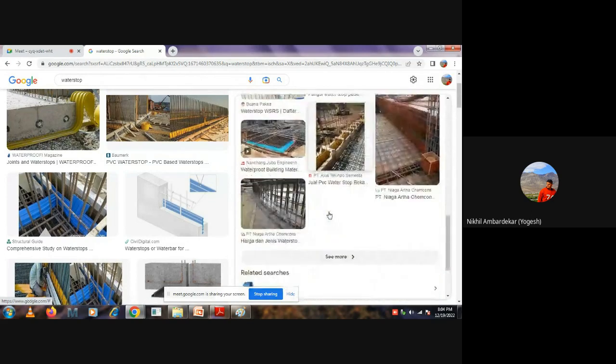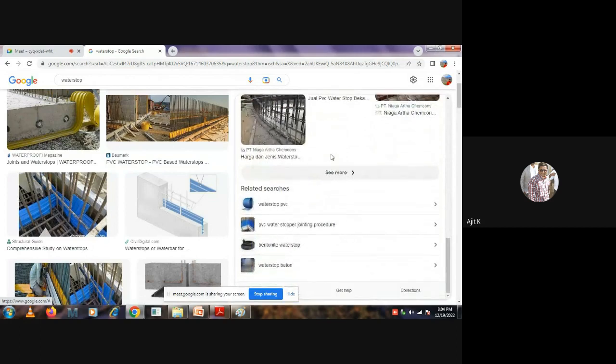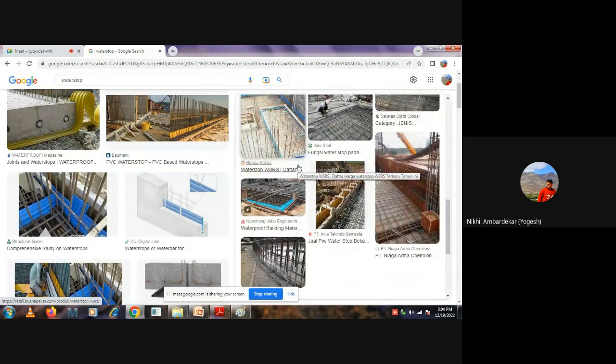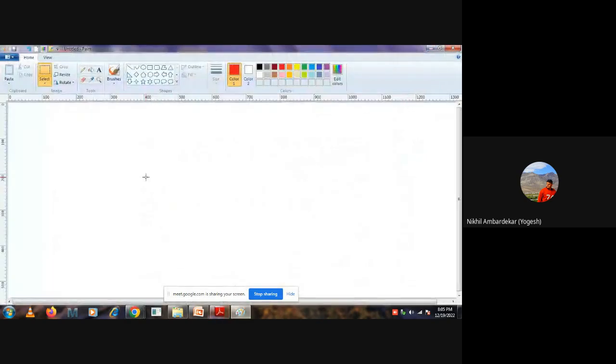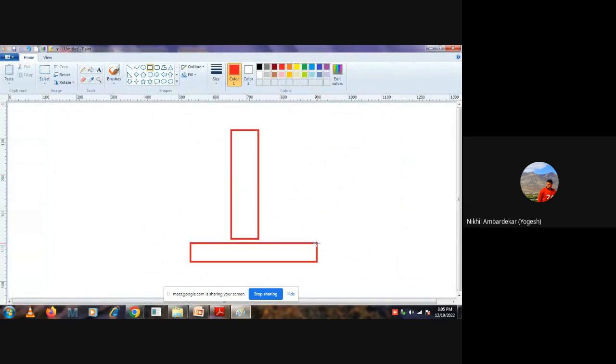Clear? Yes, sir. And in the detailing part, we also need to show this. Yes, we have to provide the water stop. Suppose this is my wall cross section, and this is my slab. Now what happened? This is the water. Because of construction, the water will be like this.